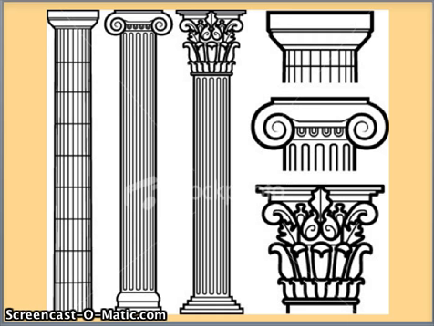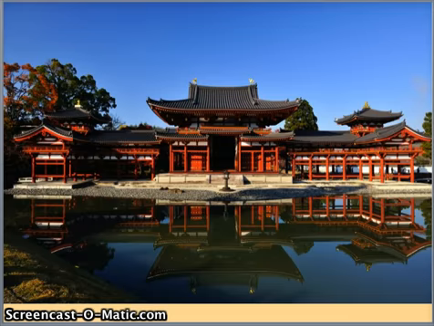Now, there are some other people that were really excellent at using post and lintel construction, although they did it a little bit differently, and that would be the ancient Chinese and Japanese. This is a Japanese structure called the Byodo Hall. And let's see, when was that built.